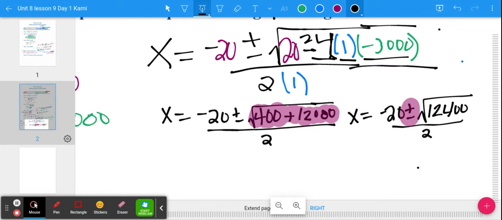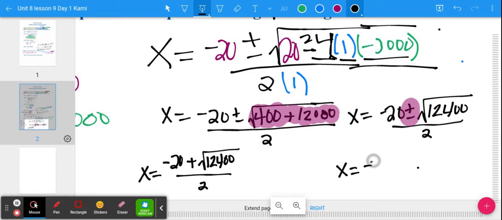We have x is equal to negative 20 plus the square root of 12,400 all over 2. And x is equal to negative 20 minus the square root of 12,400 all over 2. So here's where we move to our calculators. We're going to plug the numerator. We'll start with this one on the left first. We'll plug the numerator into the calculator and then divide it by 2.